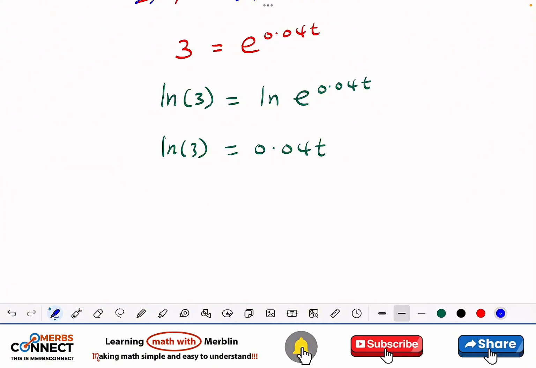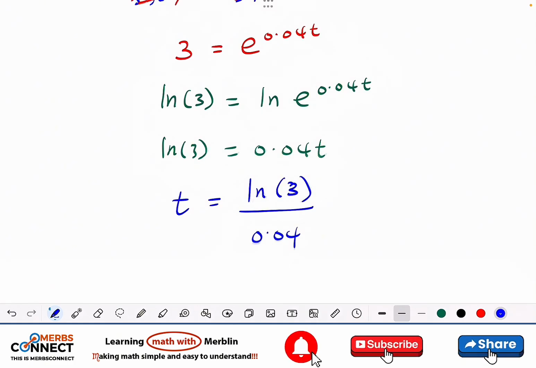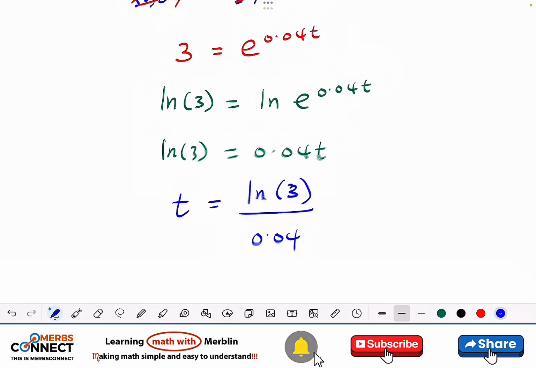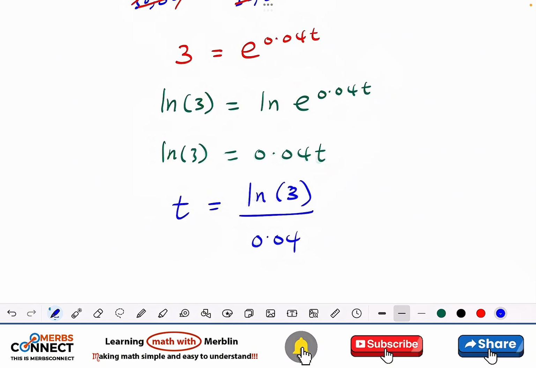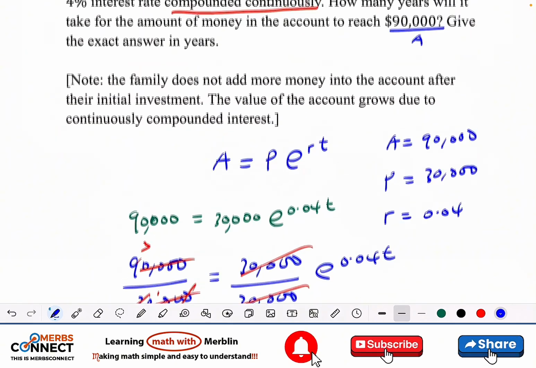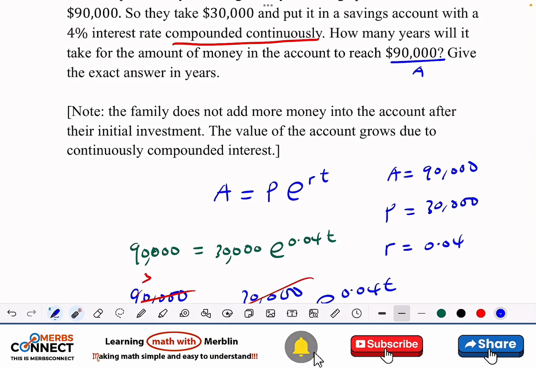So guess what you are going to get? You are going to have T equal to the natural log of 3 divided by 0.04. We are not using calculators, so we can decide to stop here. This is the number of years that we need to keep the money, which is $30,000, to reach this amount.